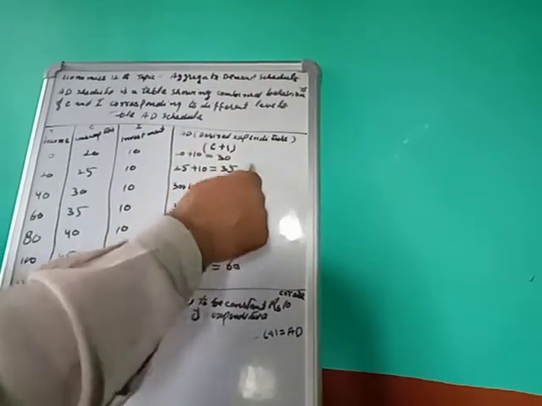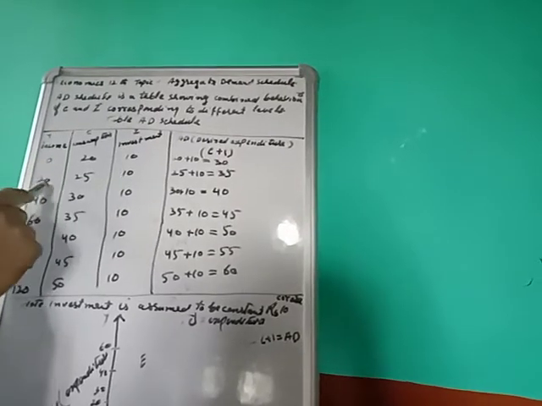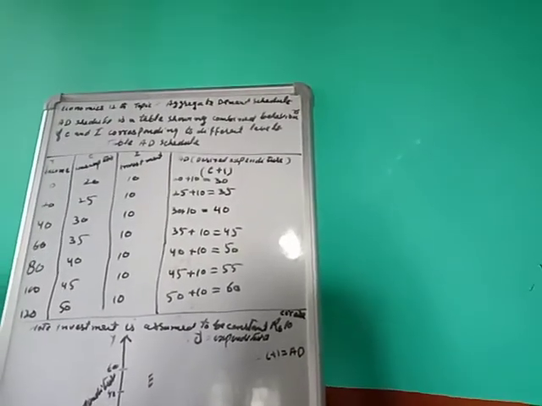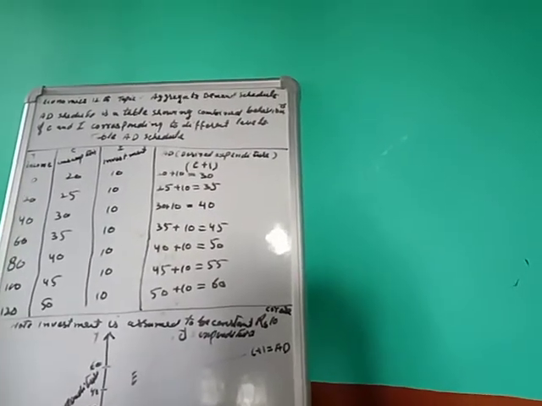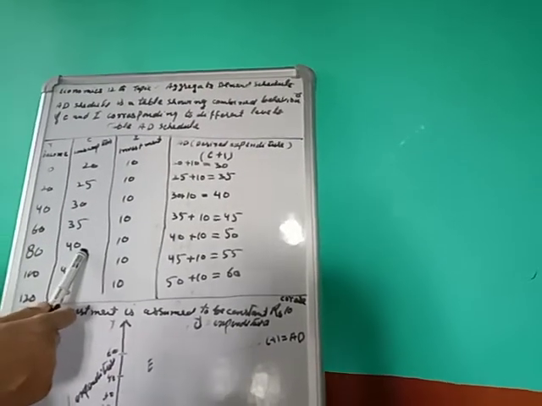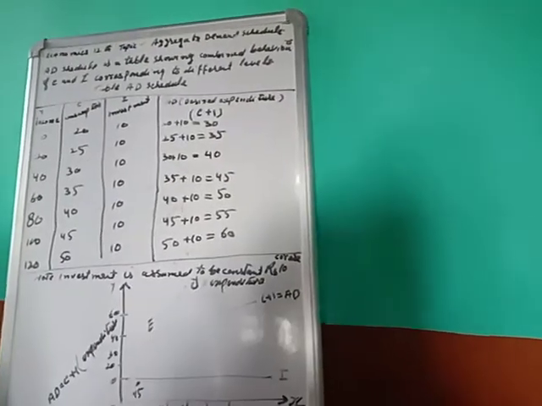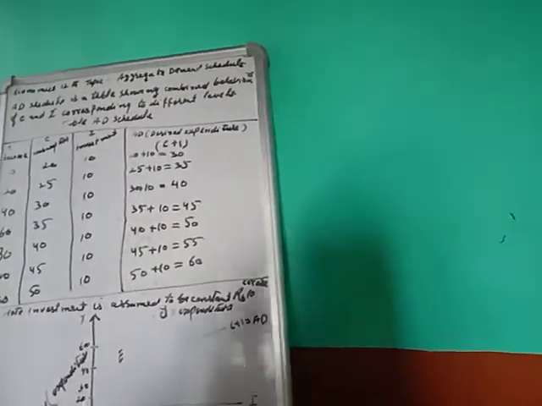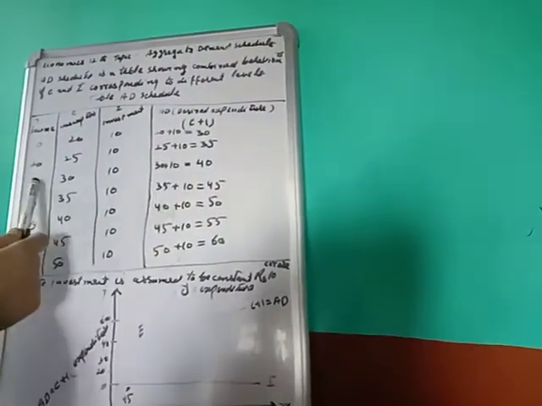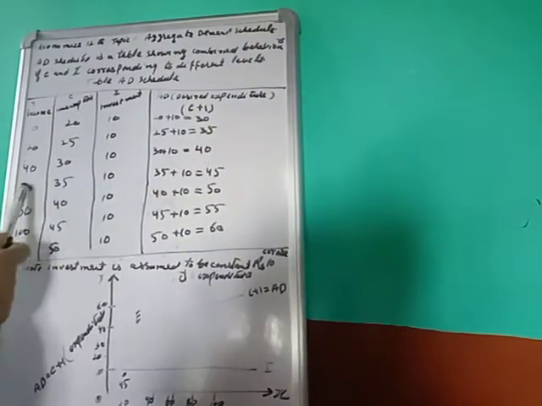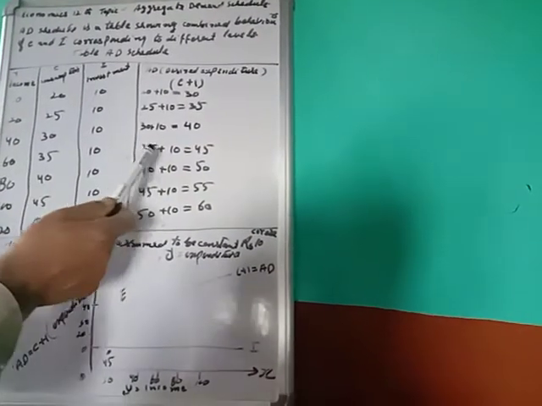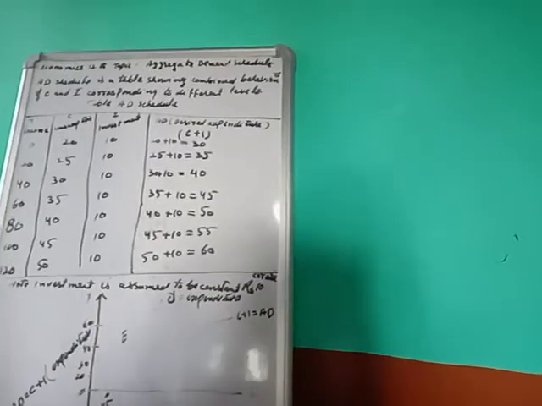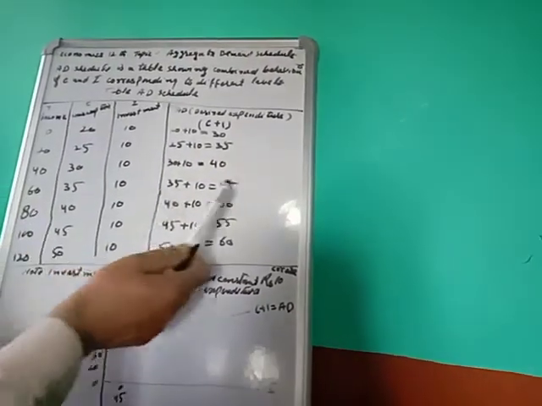AD increases with the increase in Y. At AD equal to Y equal to rupees 40 crore, after that AD starts lagging behind Y. Thus AD is equal to rupees 45 crore when Y is equal to rupees 60 crore, and AD is equal to rupees 50 crore when Y is equal to rupees 60 crore.